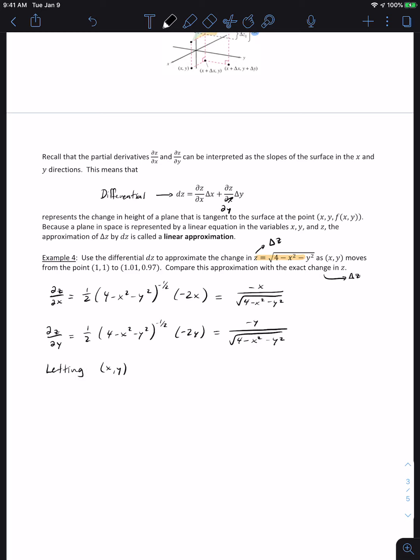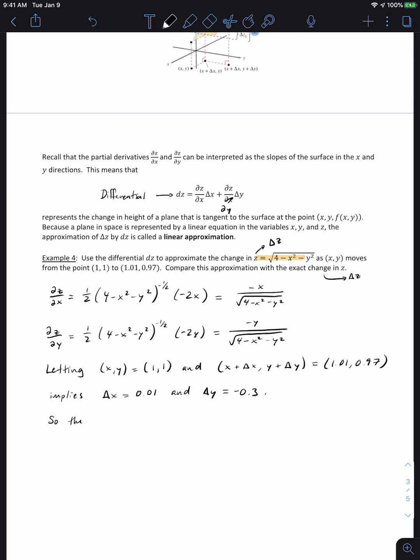our point (x, y) be the point (1, 1), and the point (x plus delta x, y plus delta y) equal to that new point (1.01, 0.97). What does that mean? That means that my delta x, well, if x is equal to 1 and x plus delta x equals 1.01, delta x equals 0.01, and delta y, if I'm going from 1 to 0.97, would be negative 0.03, right?